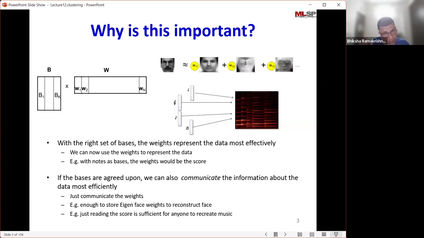Also, if the bases are agreed upon, then we can communicate the information about the data more efficiently, because if you and I agree upon what bases we are using to represent the data, then I just have to send you the weights. So once you got the weights, you could combine the bases with those weights and reconstruct a pretty good facsimile to the original data. So for example, we could just transmit eigenface weights so long as you and I had agreed upon what eigenfaces to use. And then once you got the weights, you could combine your eigenfaces with those weights and reconstruct the face. Or notes are universal. Everybody knows what notes are, which means we're able to write down the score, and the score is sufficient for anyone to recreate music. So getting the right set of bases is very important.